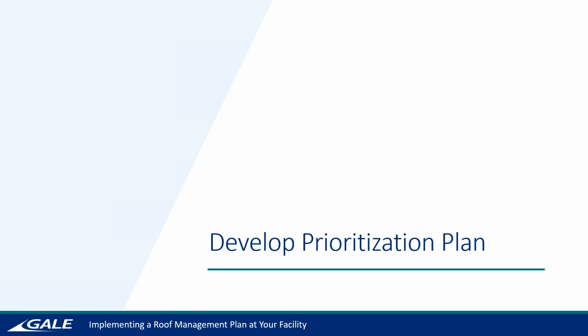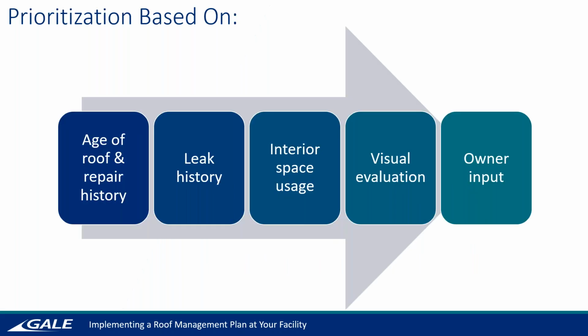So you want to prioritize your replacement by age, the leak history, the interior space usage. Is it a maintenance closet or is it your boss's office? Visual evaluation, which is what we just did. And then of course the owner input. Go ahead and tell your boss that you're going to replace the maintenance closet roof before his office. And I think he will disagree with you on that.